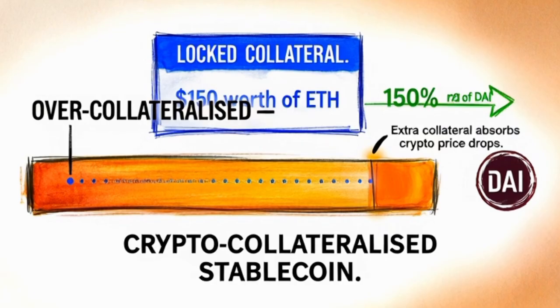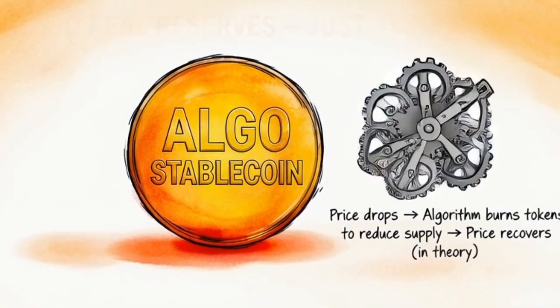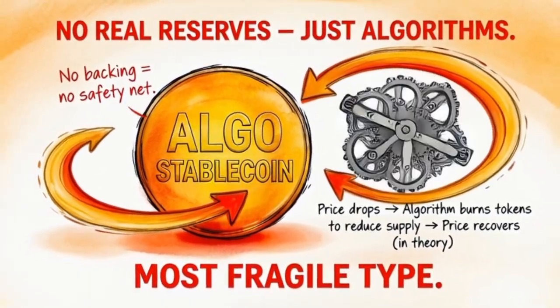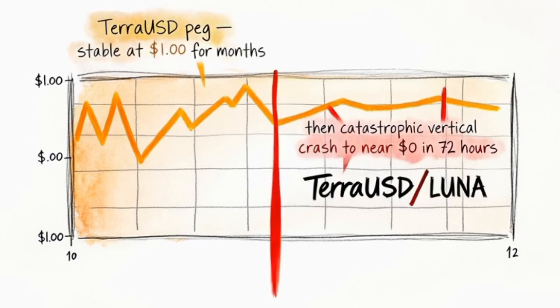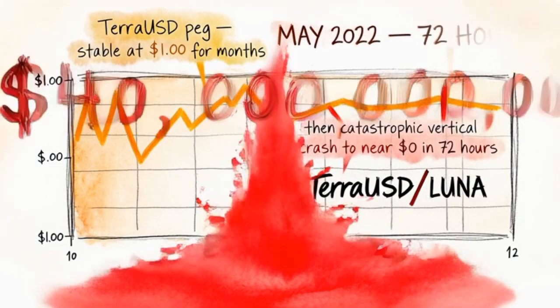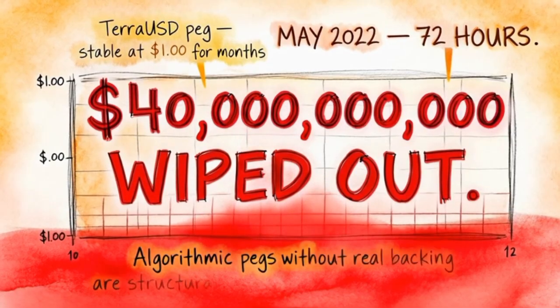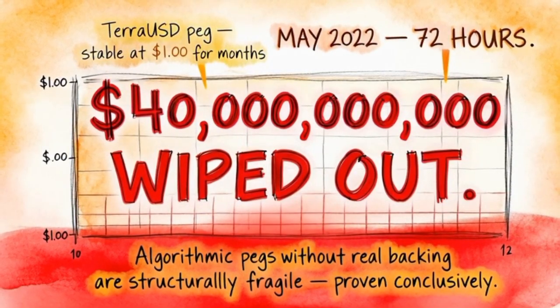There are also crypto-collateralized stablecoins like DAI, backed by other cryptocurrencies locked in smart contracts, requiring over-collateralization to absorb volatility. Then there are algorithmic stablecoins, which attempt to maintain their peg through supply adjustment mechanisms rather than reserves. Terra USD was the most famous algorithmic stablecoin. It collapsed in May of 2022, wiping out $40 billion in market cap in 72 hours, demonstrating conclusively that algorithmic pegs without real backing are structurally fragile.